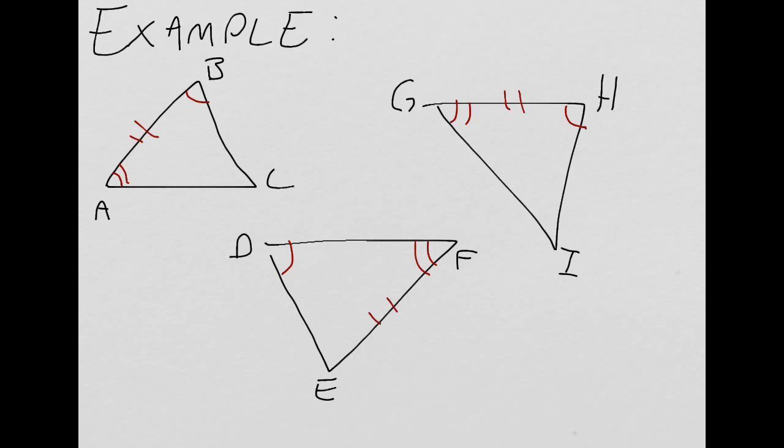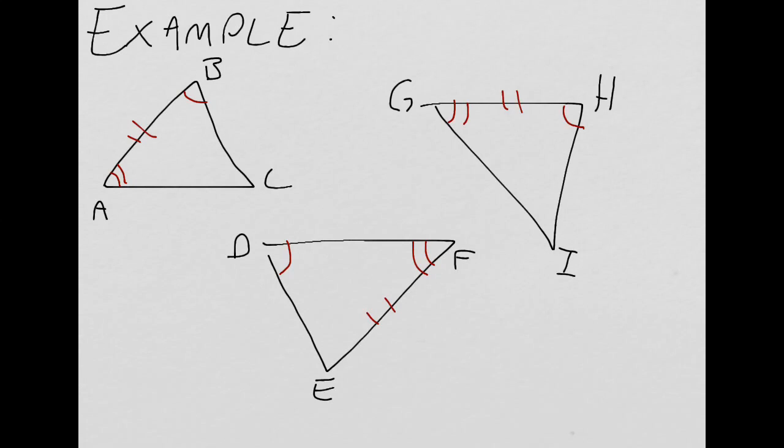Let's take a look at an example of this. Let's take a look at these three triangles, consider them for a second, and we want to find which two triangles are congruent by the angle side angle postulate. So let's take a look. Here I have a lot of congruent angles.